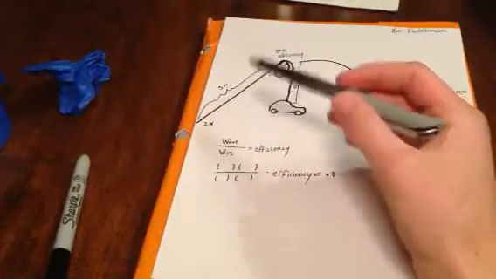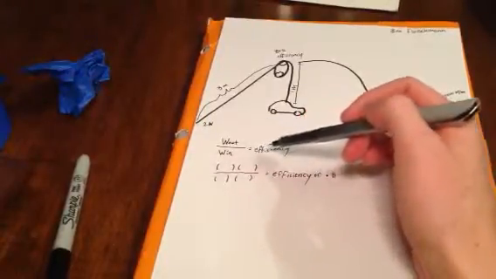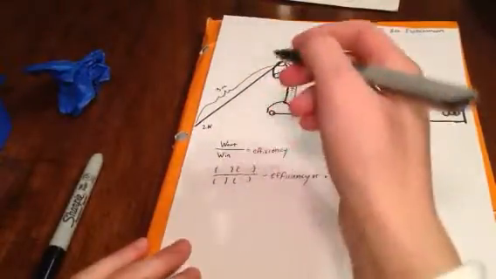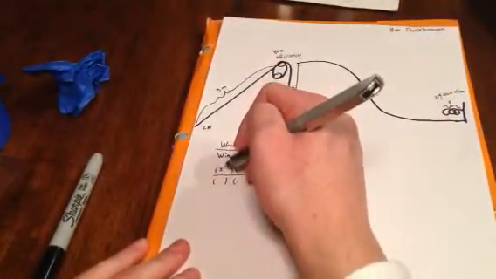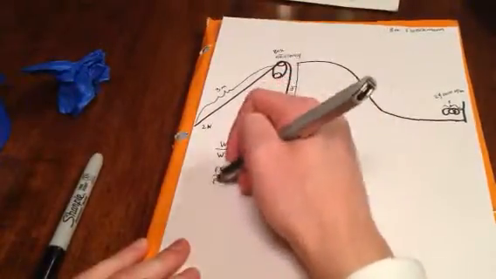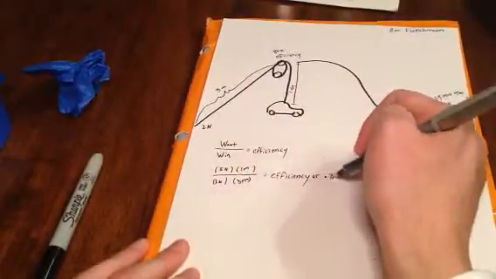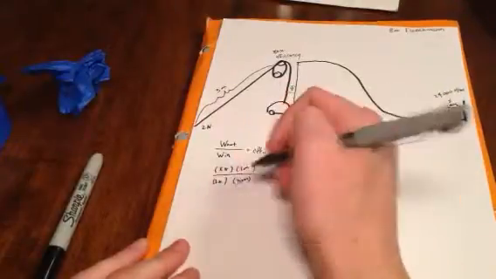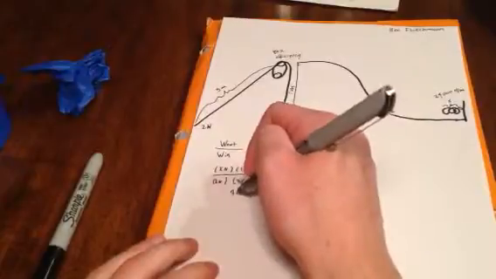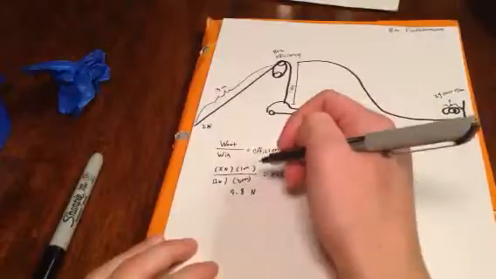So we can use this efficiency equation, which is work out over work in equals efficiency. And we know that work is force times distance. So if we don't know the force, we can say x newtons out times 1 meter in over 2 newtons in times 3 meters out equals efficiency, or 0.8. Now when you solve this algebraically, you get 4.8 newtons.